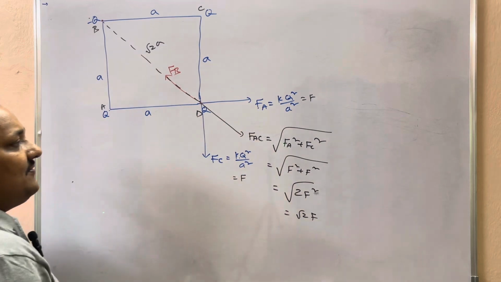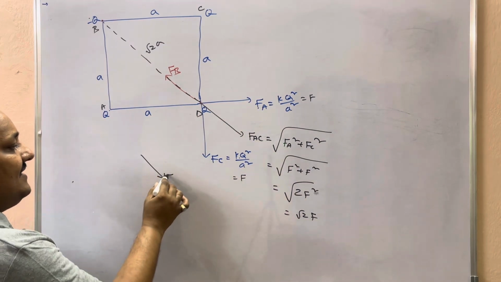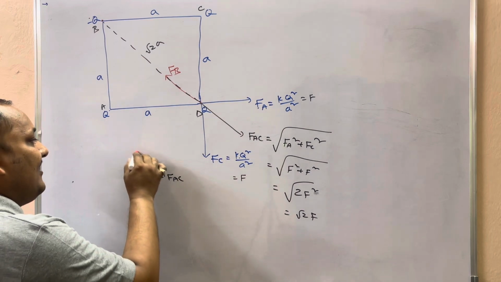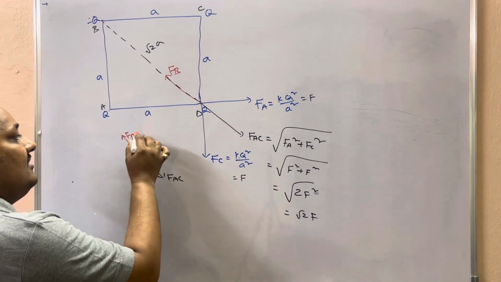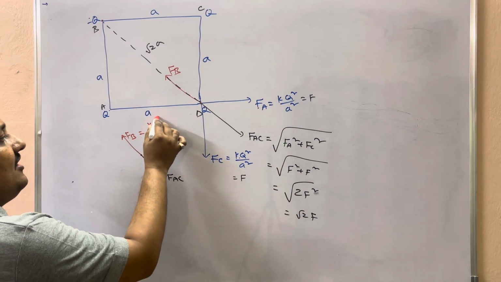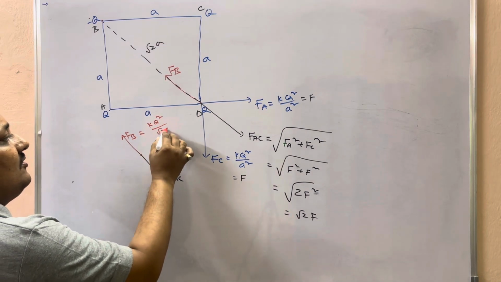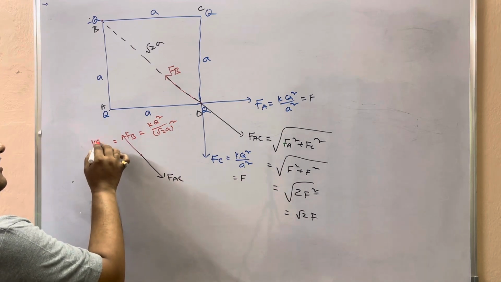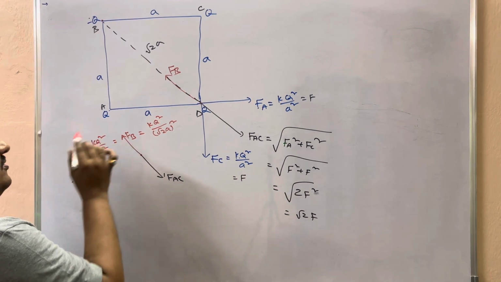Now, what is the resultant force on D? FAC will be acting like this, FB will be acting like this. What is FB? K q square by root 2a whole square. Therefore, what will be coming? K q square by 2a square.